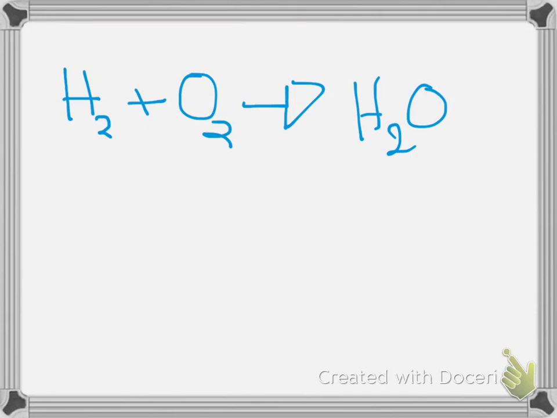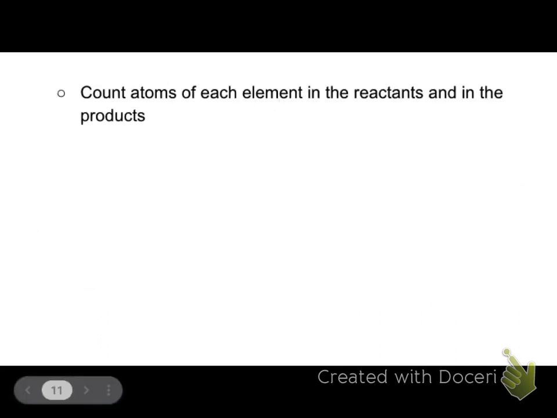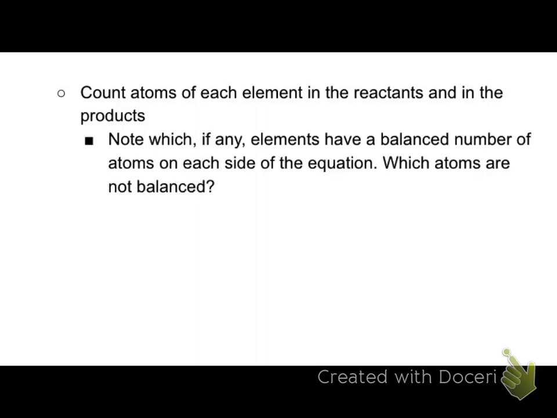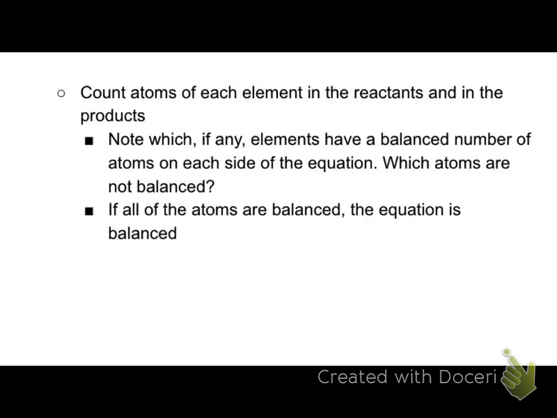We'll come back to this in a moment. The next step is to count atoms of each element in the reactants side, so the left side of the equation, and in the product side, the right side of the equation. What you want to do is notice which elements, if there are any, that are already balanced, and which atoms are not balanced, meaning there's not an equal number on both sides. If all of the atoms happen to be balanced, then your equation worked out balanced already, and you don't have to take any further steps.